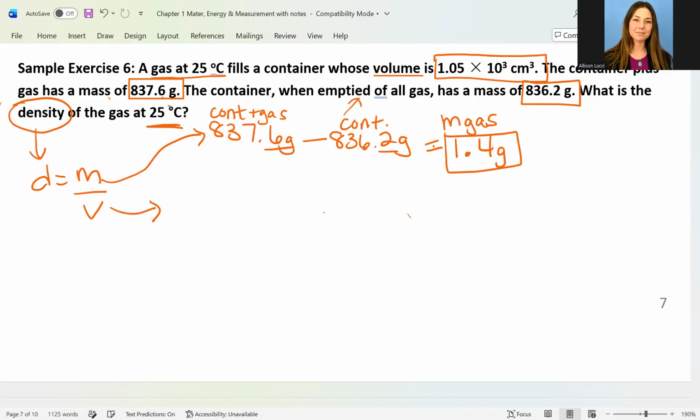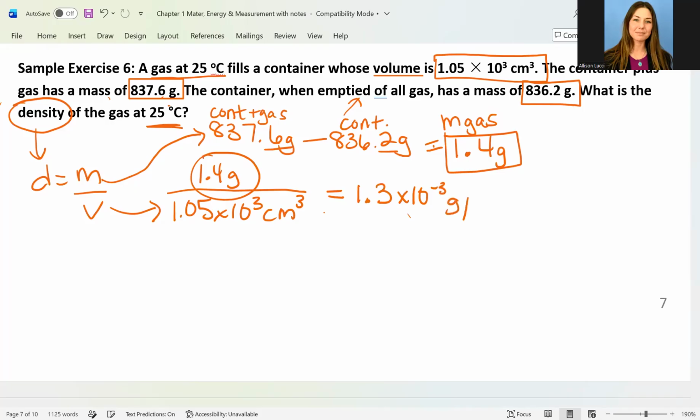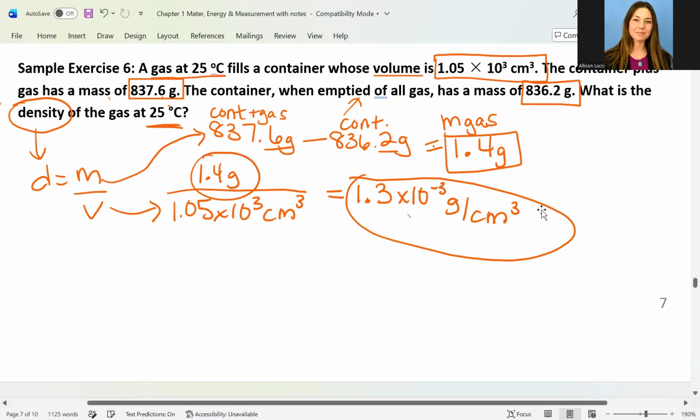The volume, we're told, is 1.05 times 10 to the third cubic centimeters. So I can leave that volume as is, and then I'm going to plug in the 1.4 grams on top. After dividing, I'm going to end up with only two significant figures because of that numerator in my final answer. So 1.4 divided by 1.05 times 10 to the third gives me 1.3 after rounding, times 10 to the negative third grams per cubic centimeter. And that's the answer for sample exercise 6.